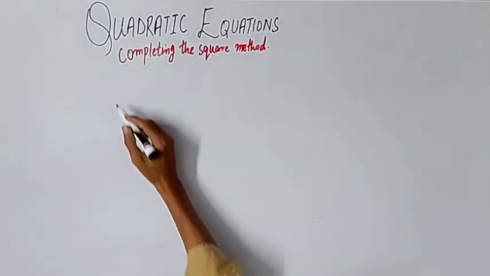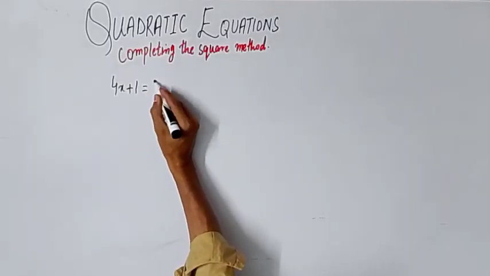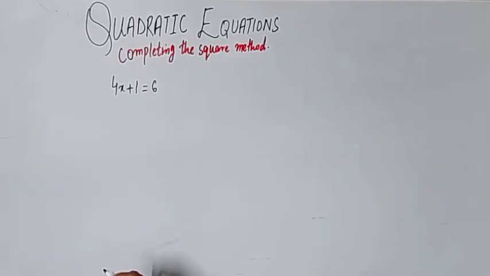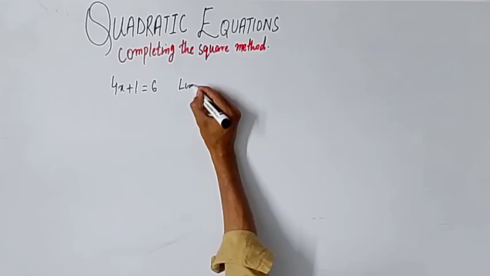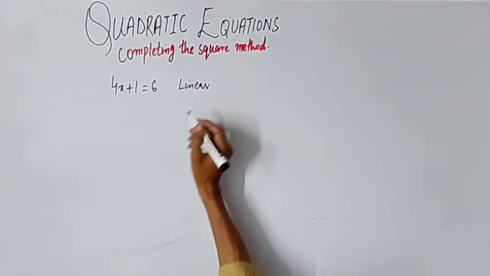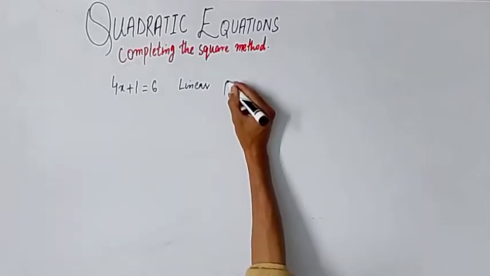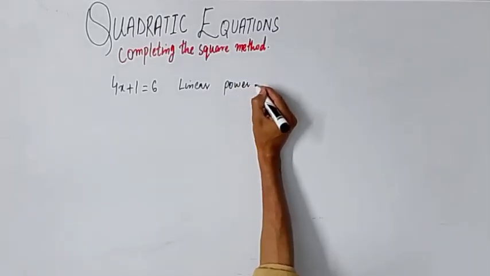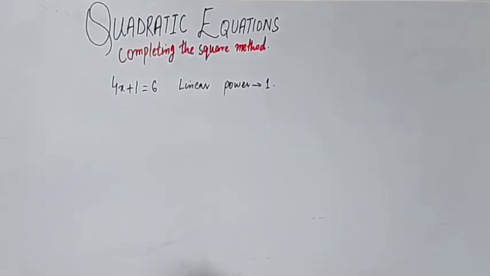For example, if you have an equation 4x plus 1 is equal to 6, is this quadratic? No, it is a linear equation, as the degree of the equation, or the maximum power of the variable, is 1. So this is called a linear equation, as you already know.